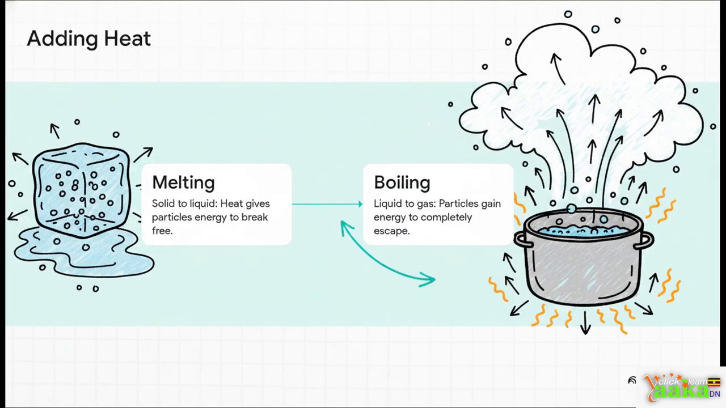Let's walk through the steps of adding that heat. Step 1 is melting. You add heat to a solid, giving those tightly packed particles enough kinetic energy to finally break free from their rigid, vibrating positions. And boom, it turns into a liquid. Step 2 is boiling, or evaporation. You keep adding heat, and those liquid particles gain so much kinetic energy they completely overwhelm the forces holding them down, literally launching into the air as a gas.